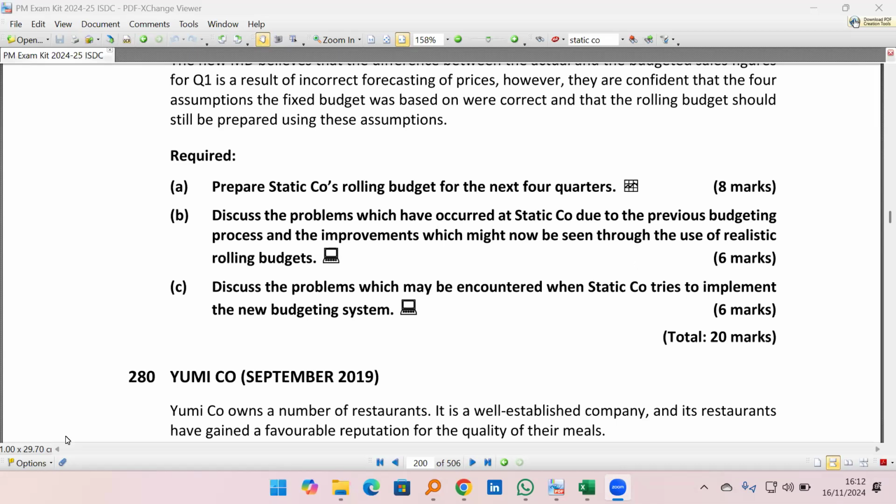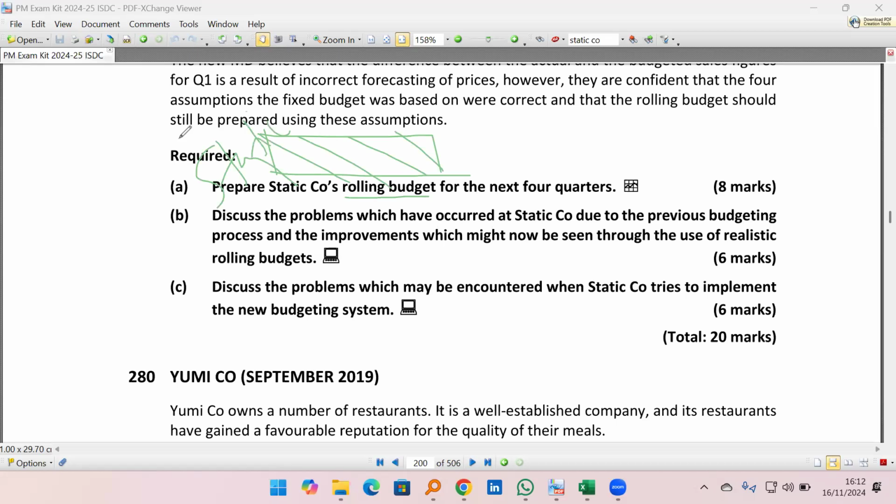So first thing you need to know is what a rolling budget is. Because if you don't know what a rolling budget is, then you won't know how to prepare it. Basically, a rolling budget is usually opposed to a static budget. For a static budget, you set your budget at the beginning of the year, and that's it. You don't change that budget, and you just come back at the end of the year and look at how you performed with that budget. So that is the static budget.